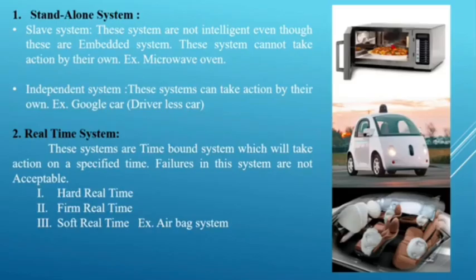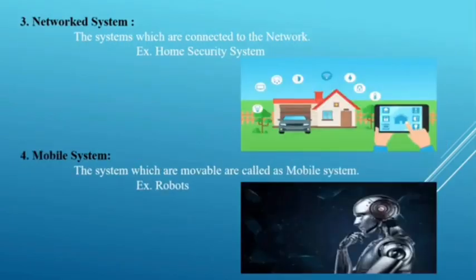And the second one is the real-time systems. These systems are time-bound systems which will take action at a specified time. Failures in the system are not acceptable. The types are hard real-time, firm real-time and soft real-time. An example of a real-time system is the airbag system. Standalone systems and real-time systems are completely different.